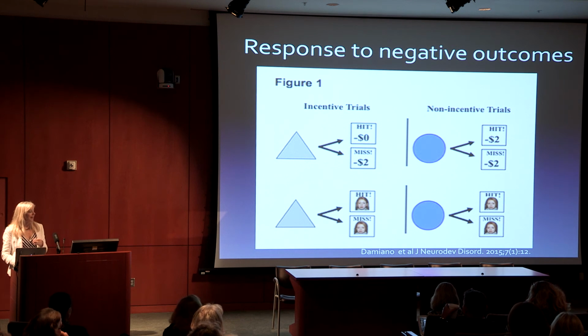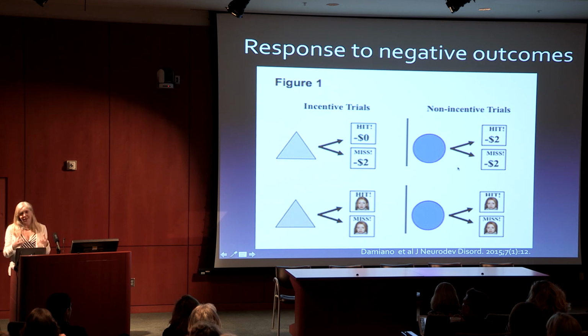Then in the social conditions, same thing. If you got it right, you got a neutral face. If you got it wrong, you got the pouty face. You can't see it very well here, but it's a pouty face. And then in the non-incentive trials, which is a different cue, it didn't matter what you did. Whether you hit or missed didn't make a difference. You always got a negative outcome. So this is a little bit different because this is learning to avoid a negative outcome. It's a different kind of reward processing.